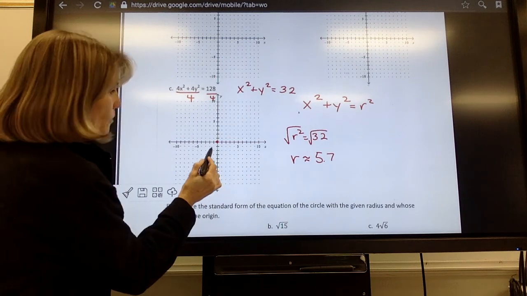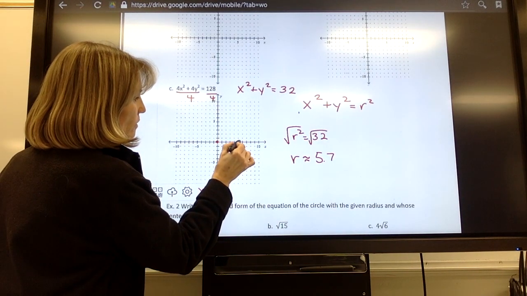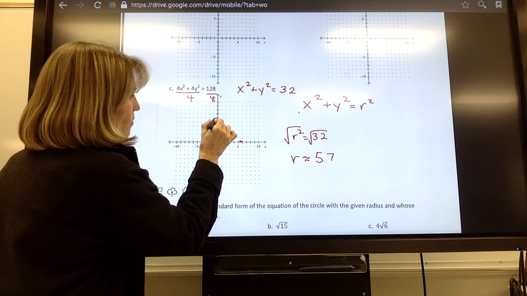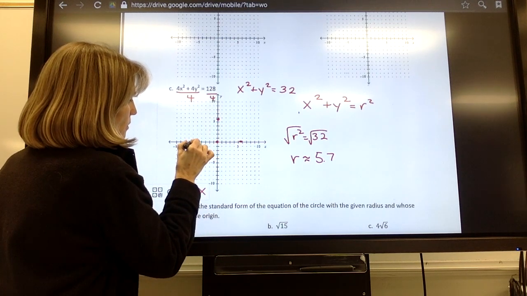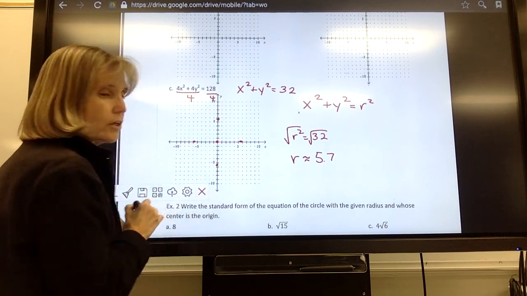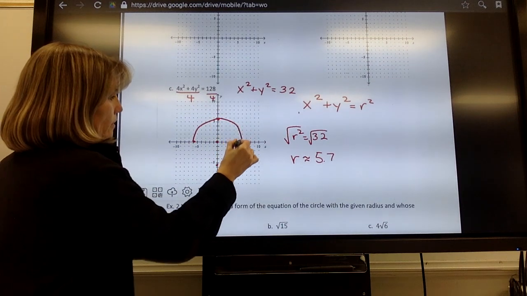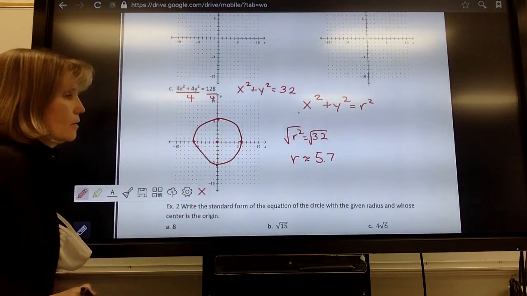So I would just estimate. I'm going to go out here, a little bit more than 5.5. There's 5.7 out here. Okay, so when you get a decimal like that, you're just going to estimate where it's at and then draw your circle in.